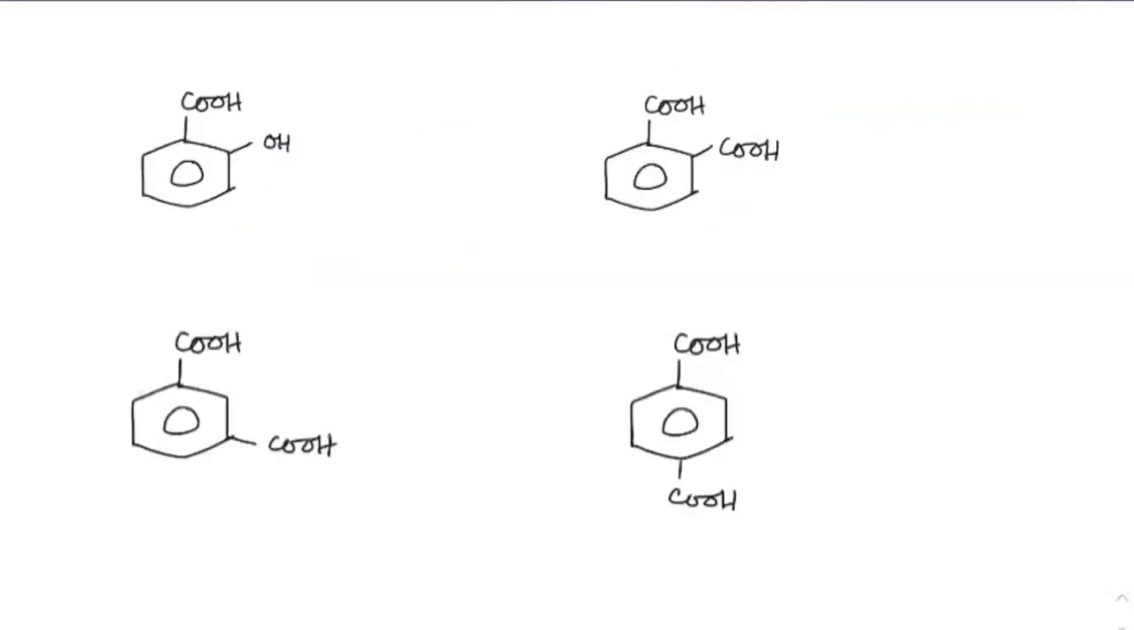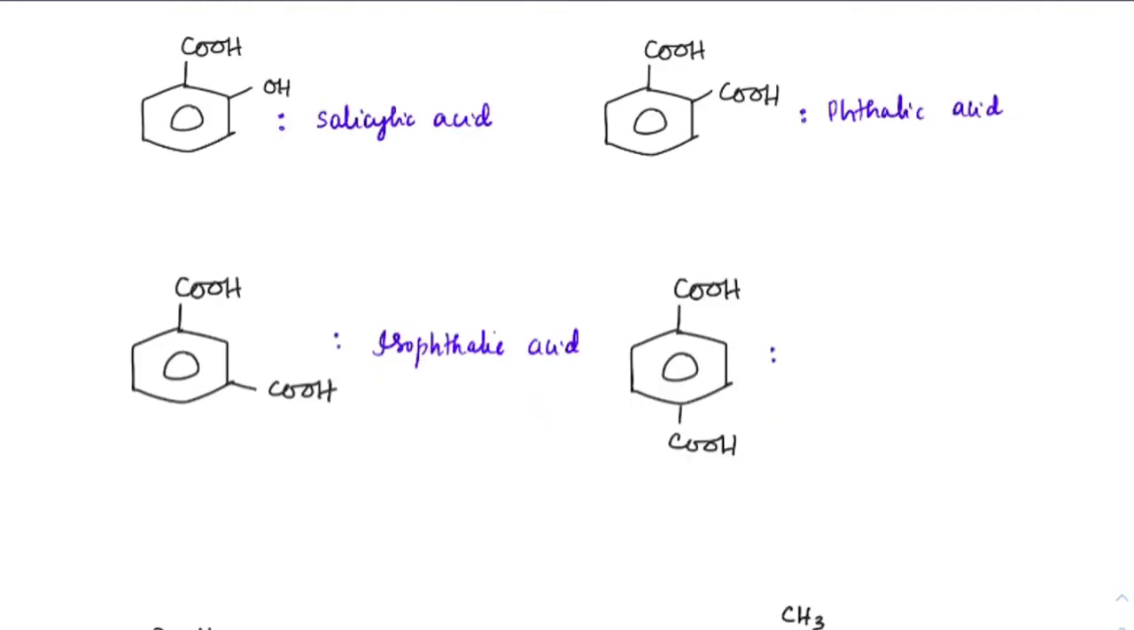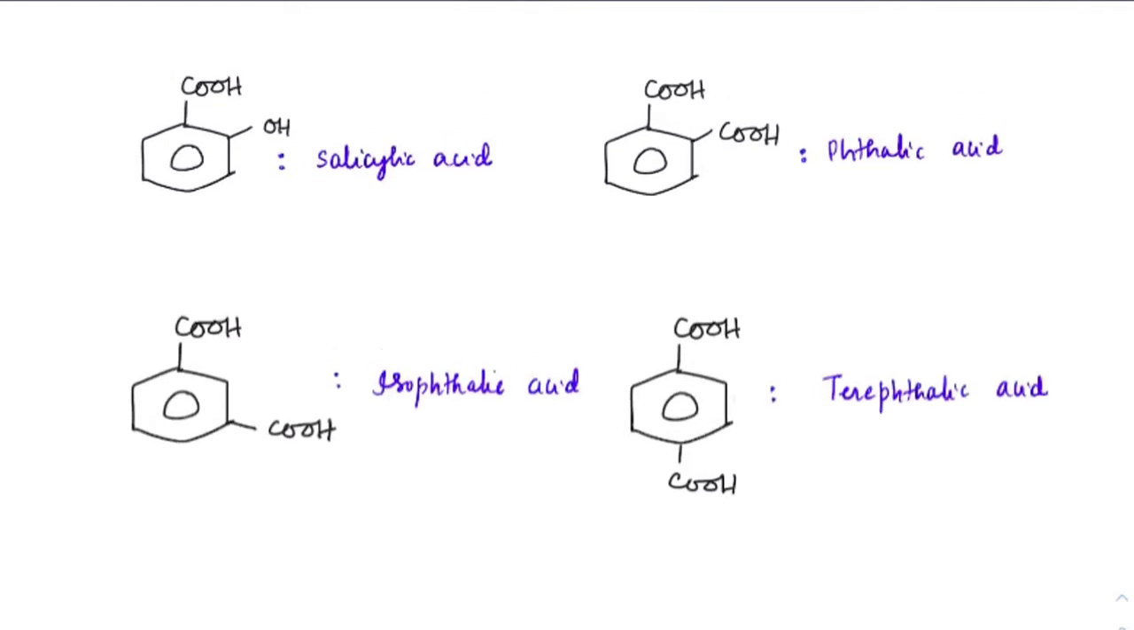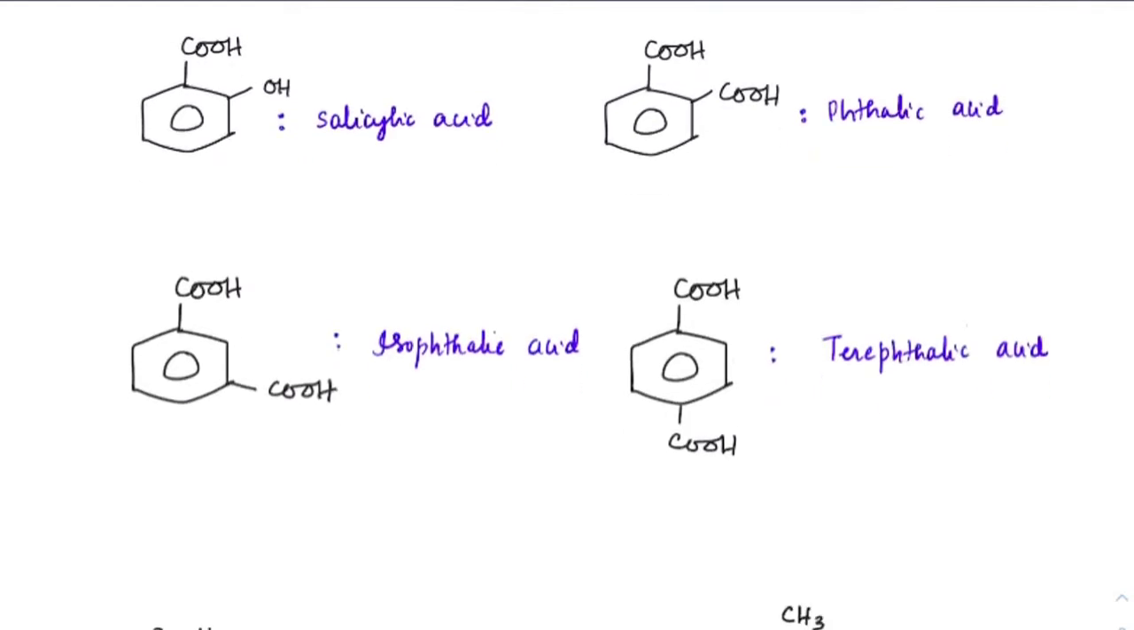Got this, everyone? When we have phenyl substituted, which is benzoic acids here, then you will see the first one. You have come across this. This is salicylic acid. Right. If two COOH are ortho to each other, we call it phthalic acid. If they are meta to each other, we call it isophthalic acid. And if they are para to each other, we call it terephthalic acid. Make a note: salicylic, phthalic, isophthalic, terephthalic.